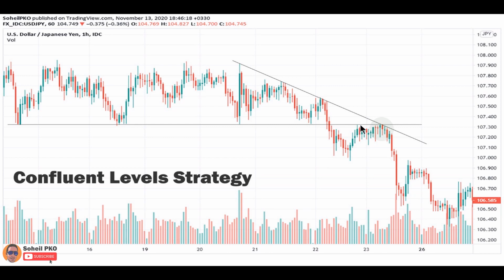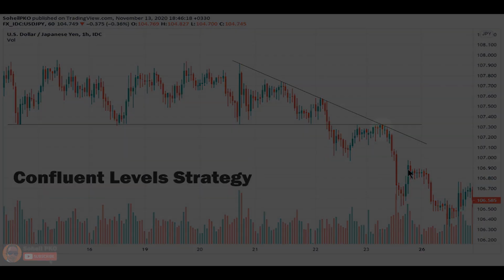One is this broken support level that is acting as a resistance level now, and the other is the trend line that is also acting as a resistance level in this downtrend. So this confluent point is a very strong resistance zone, and the probability that the price after touching this point would start to fall is very high. As you can see in this case, after touching this confluent point, the price declined significantly.